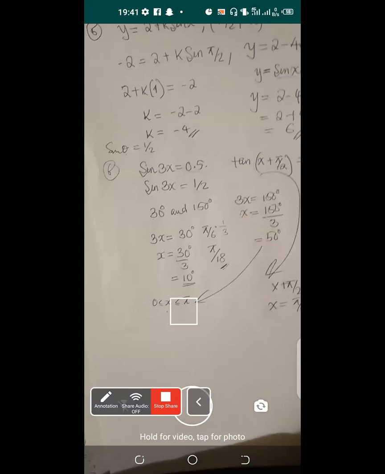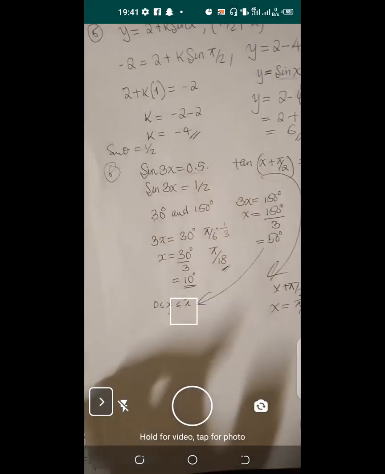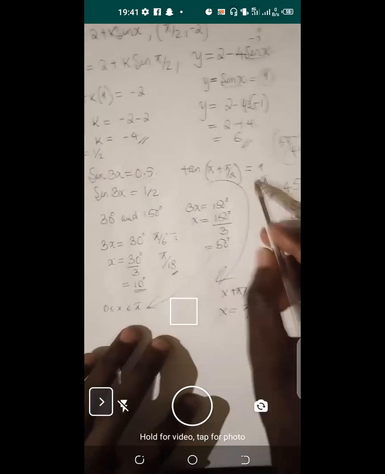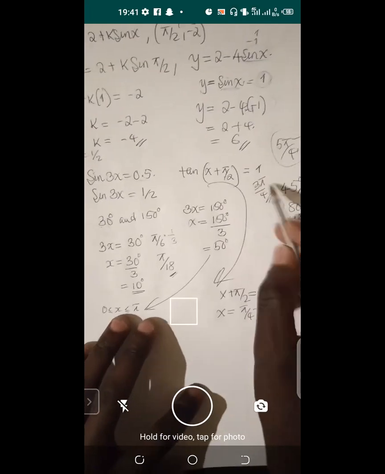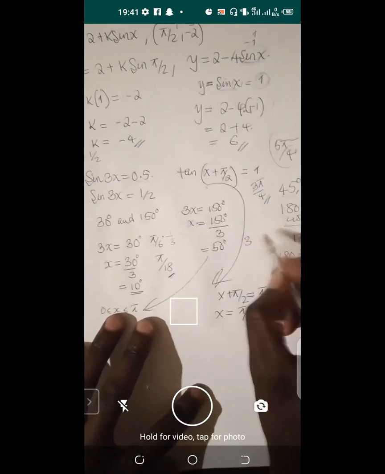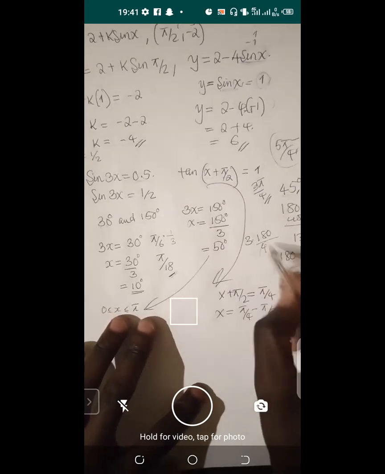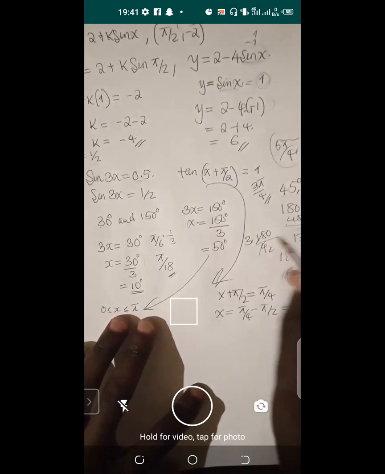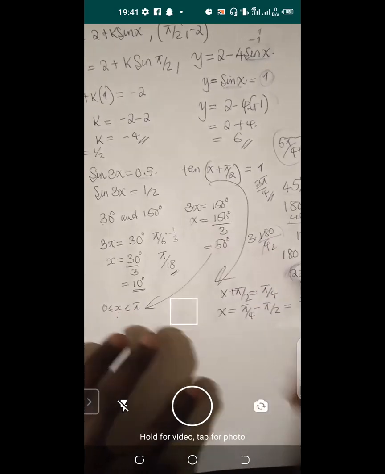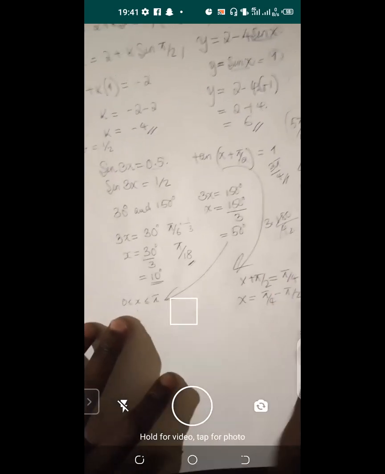Right, so we continue. The other value of x we found is 3 pi by 4. That is 135 degrees, yes. So it's in the range, so it's also a value of x.